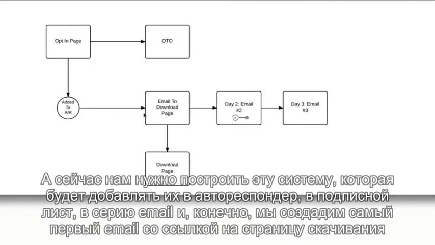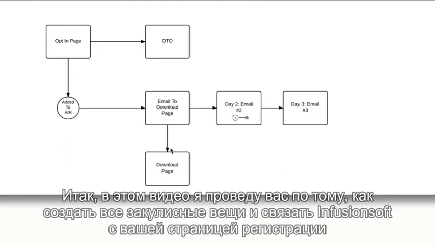And now all we need to do is build this system that makes them get added from your opt-in page to your autoresponder, adds them to a list, and adds them to a sequence where we start emailing them. And of course, we want to build our very first email that sends them to this download page. So in this video, I'm going to walk you through how to build all of this initial behind the scenes stuff, and tie in Infusionsoft with your opt-in page.